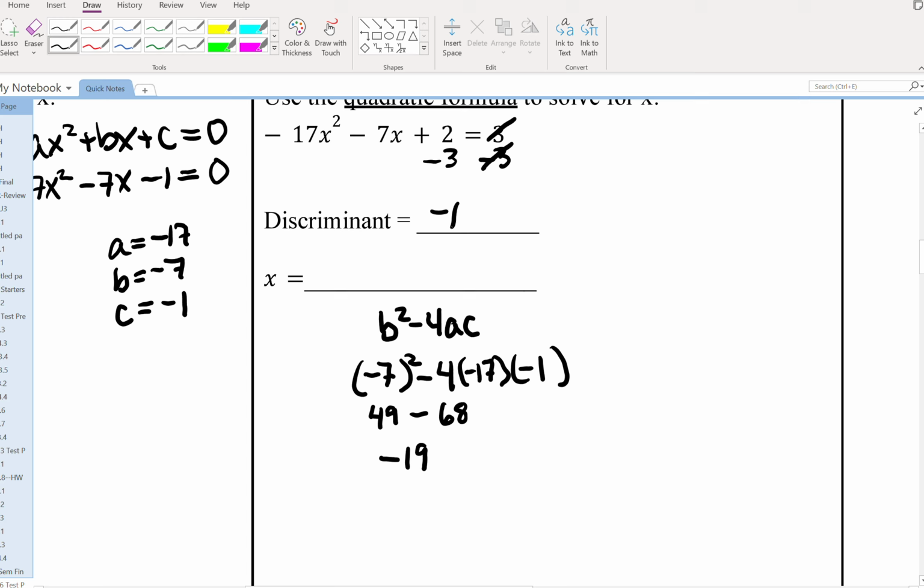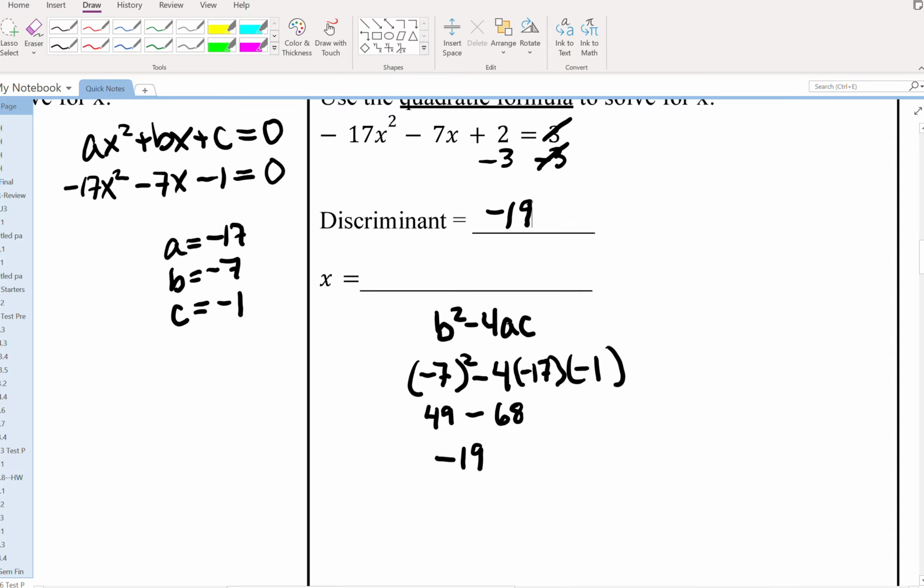So my discriminant is negative 19, but I think it's a good idea to plug the whole thing in to make sure that I've put that in correctly. I want to check my substitutions first. B, that's negative 7. Yes, that's correct. Minus 4ac. A, negative 17. Yes. And then c is negative 1, which is also correct. The main way people make mistakes on the quadratic formula is to make the substitutions incorrectly. They type things wrong, they forget a minus sign, those kinds of things. So being very thorough is a good way to avoid those mistakes.